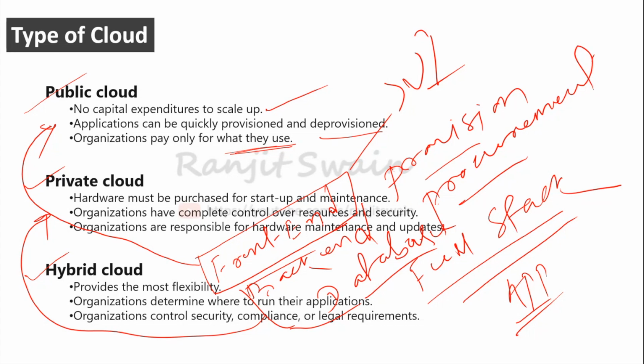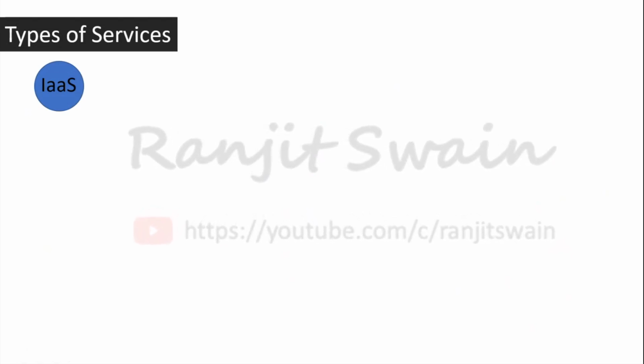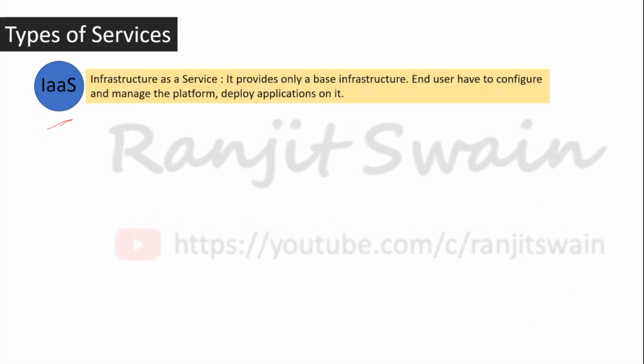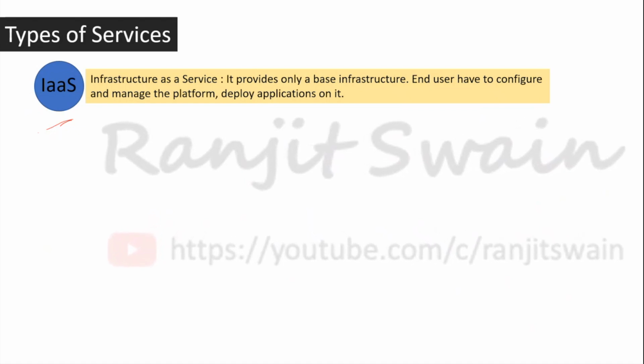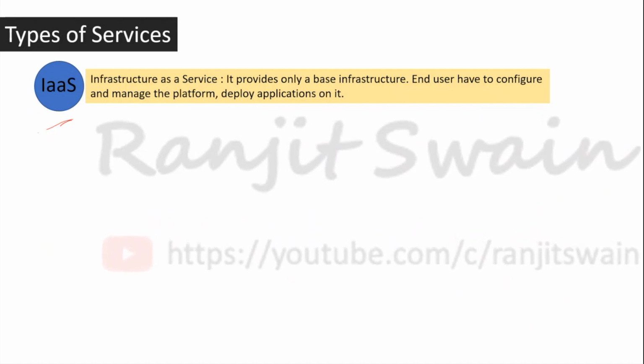Okay, that is the types of cloud. Now the types of services, which is what Sprutiraj was telling. So what are these types of services? We have IaaS, infrastructure as a service. They will provide you an infrastructure and you have to do all kinds of setups. It provides only base infrastructure, and the end user has to configure and manage the platform and deploy the application on it. Then you have to set up everything there.